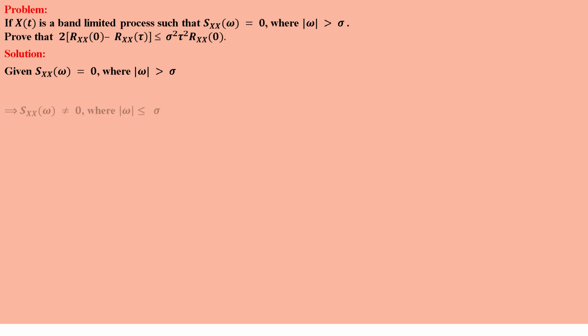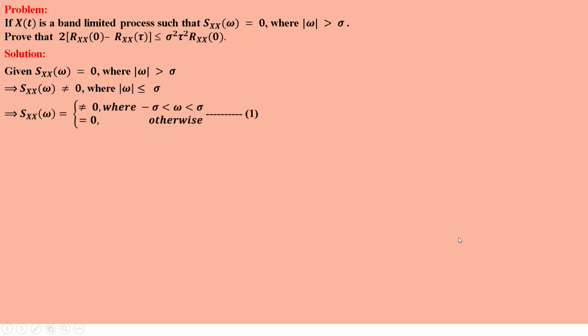This is the same as Sxx of omega not equal to 0, where modulus omega is less than or equal to sigma. Both are the same; the meaning is the same. So Sxx of omega is equal to 0 where mod omega is greater than sigma, and other than that, it is not equal to 0. That is what we have written. Therefore, Sxx of omega is not equal to 0 where omega lies between minus sigma and plus sigma, 0 otherwise.